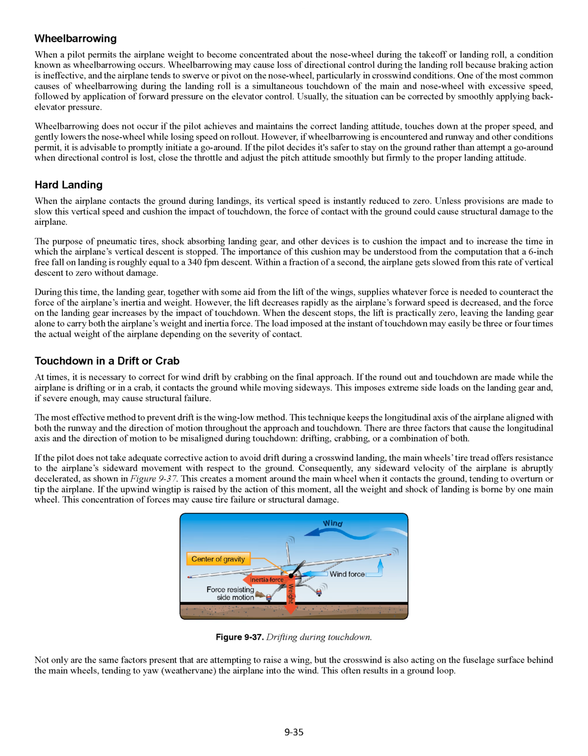The importance of this cushion may be understood from the computation that a 6-inch free fall on landing is roughly equal to a 340 fpm descent. Within a fraction of a second, the airplane gets slowed from this rate of vertical descent to zero without damage. During this time, the landing gear, together with some aid from the lift of the wings, supplies whatever force is needed to counteract the force of the airplane's inertia and weight.